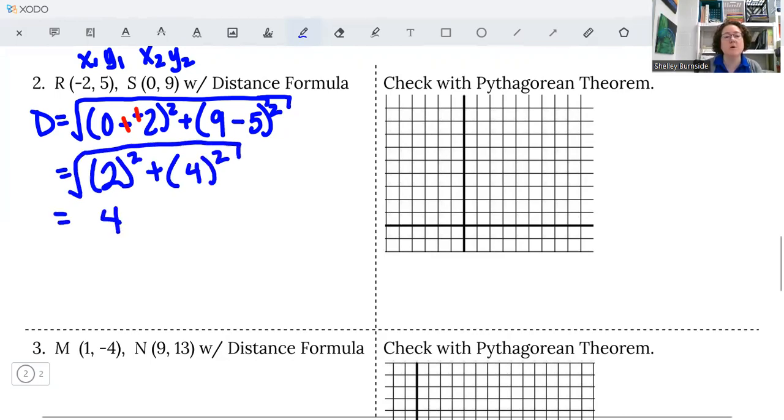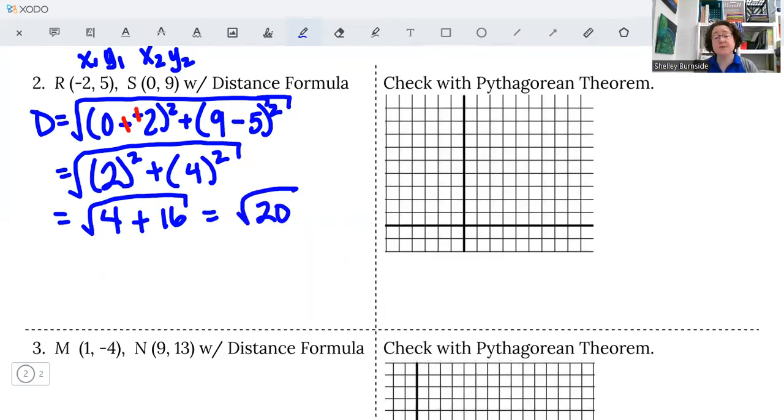Simplify that, we get a 4 plus 16, which simplifies to square root of 20. And here's where we need to make the decision. So we talked about this, I believe, in class last time, that the square root of 20, you could plug it in the calculator and get a decimal. And in fact, when you do that, it's not too bad of a decimal.